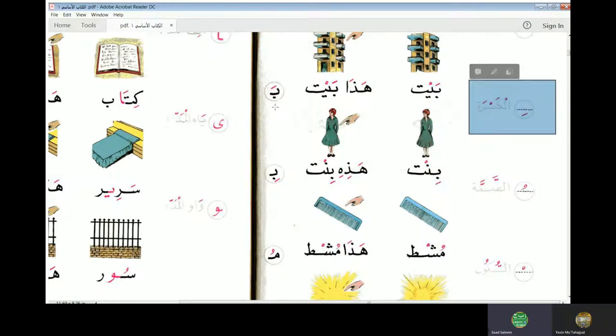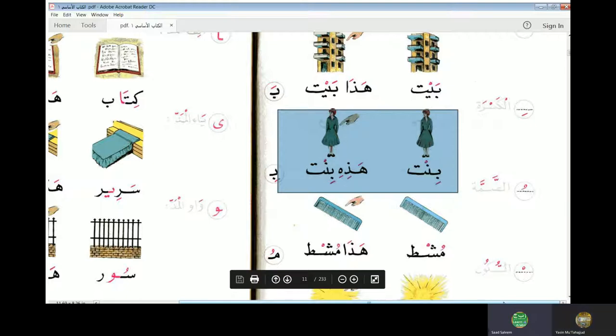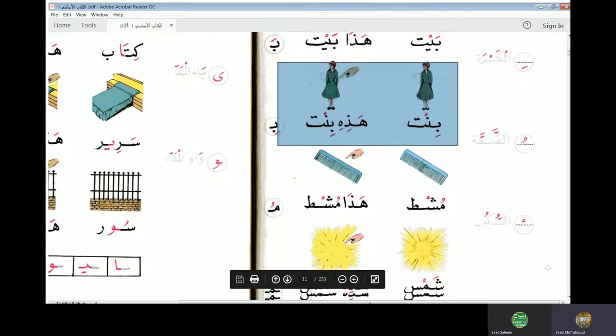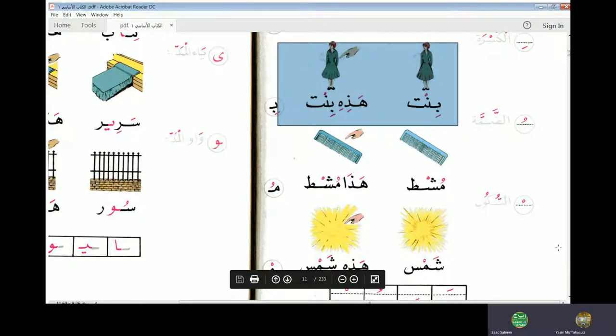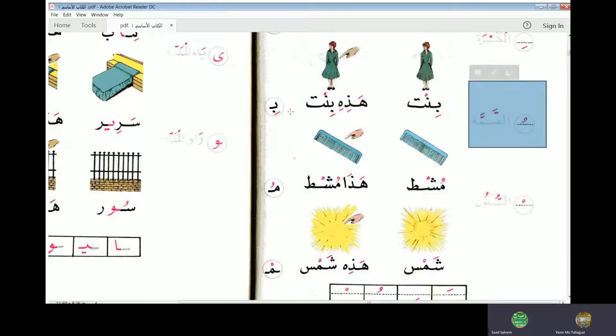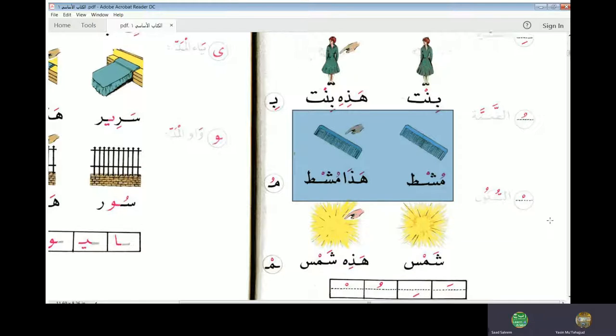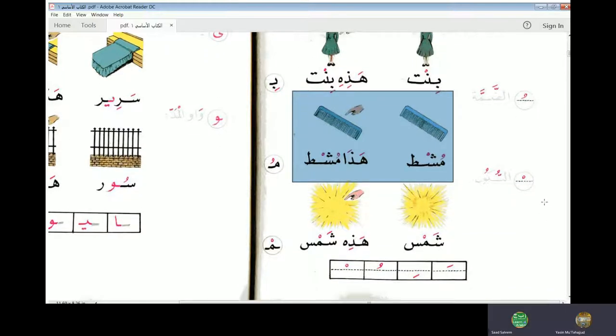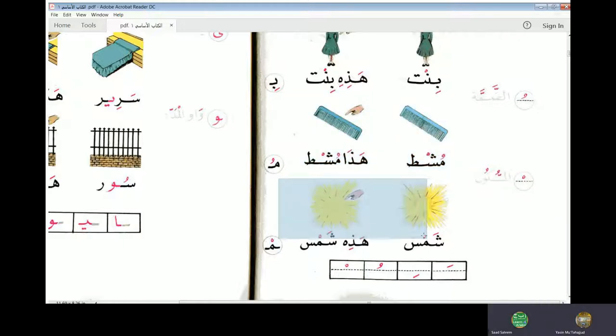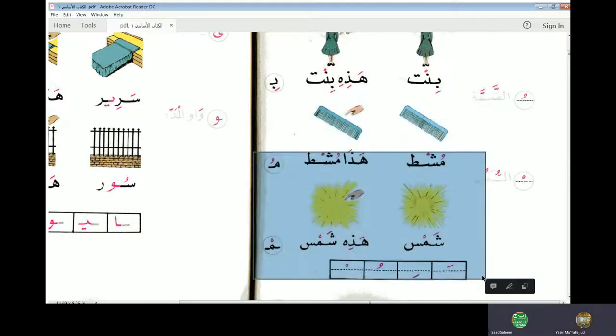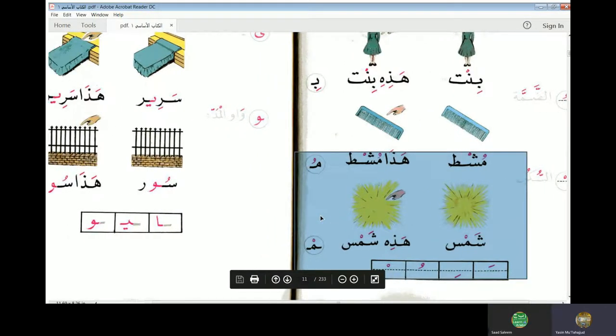This symbol is called kasra. So now we have bint. Hadhihi bint, this is a girl. And this is dhamma. Mushd, and hadha mushd, a comb. Sukoon. This is sukoon, this is calm. Okay, next. Shams, and hadha shams, the sun, and this is the sun.